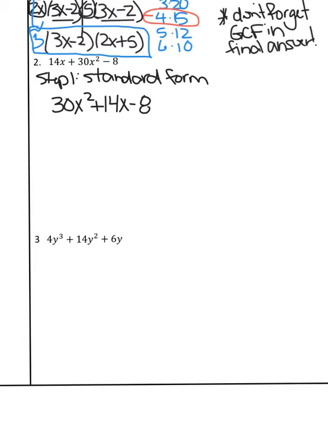Right, now that it's in standard form, now we can go to step 2 and say, do we have a GCF? And if I look at this, I have 30, 14, and 8. I immediately see I can take a 2 out. I'm not even going to do the columns. I can see they're all even. So I'm going to take 2 out. I have 2 out here. 30 divided by 2 is 15, x squared. 14 divided by 2 is 7 times x. Negative 8 divided by 2 is negative 4. And then I look and say, okay, 15, 7, 4. Those do not have any GCF in common other than 1, so we're good.